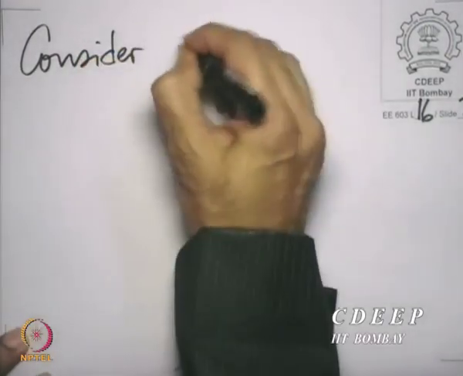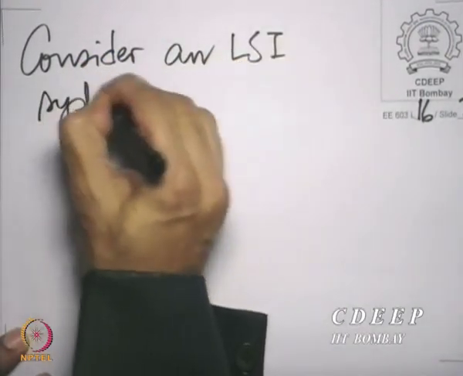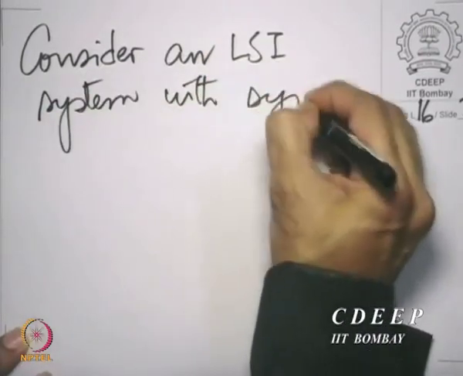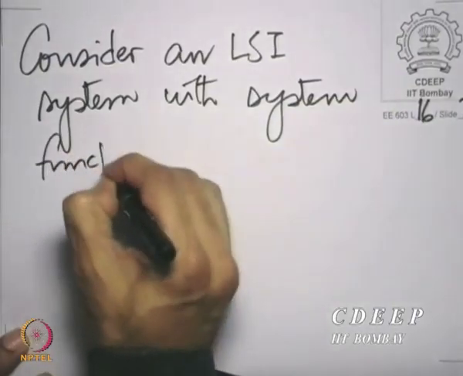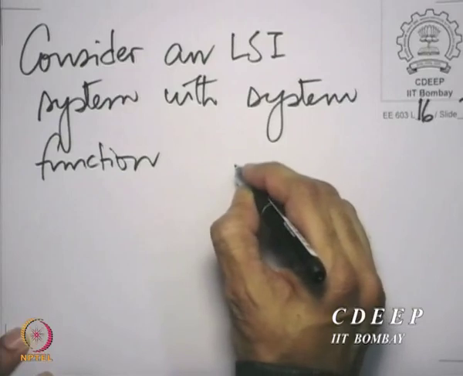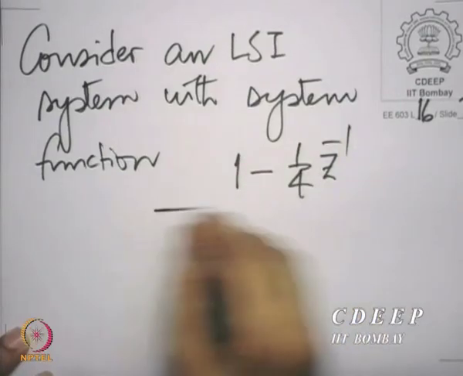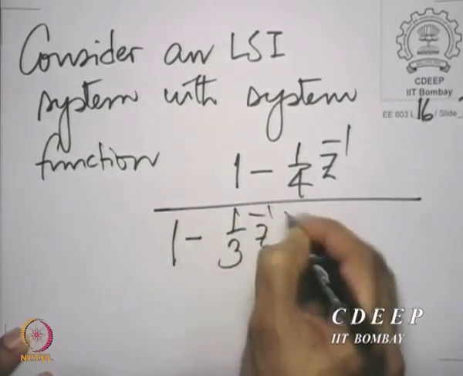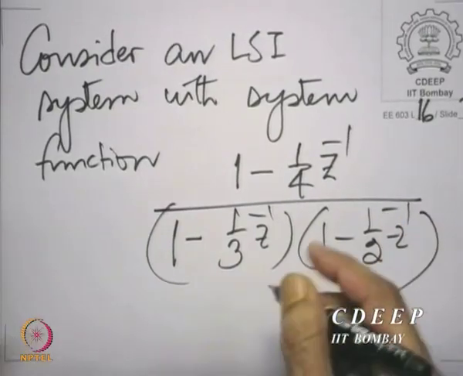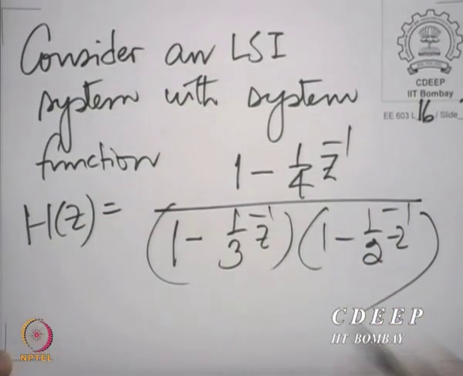In fact, let us assume that we have a system described by a system function which is rational. So, for example, let us take a concrete system as an example where the transfer function or the system function is rational. Consider an LSI system with system function, let us say, (1 minus 1/4 z inverse) divided by (1 minus 1/3 z inverse) into (1 minus 1/2 z inverse). This is capital H of z. It is essentially the z transform of the impulse response of that system.